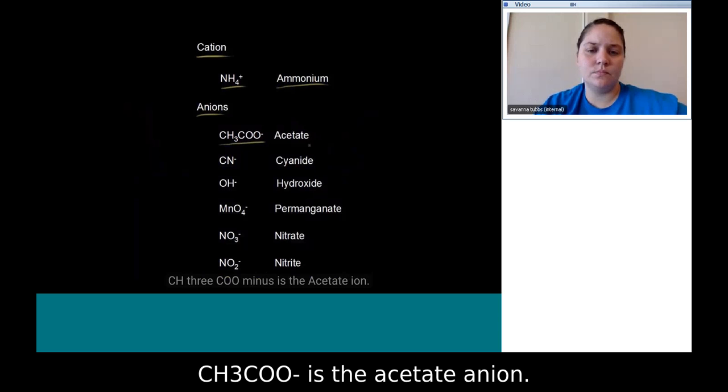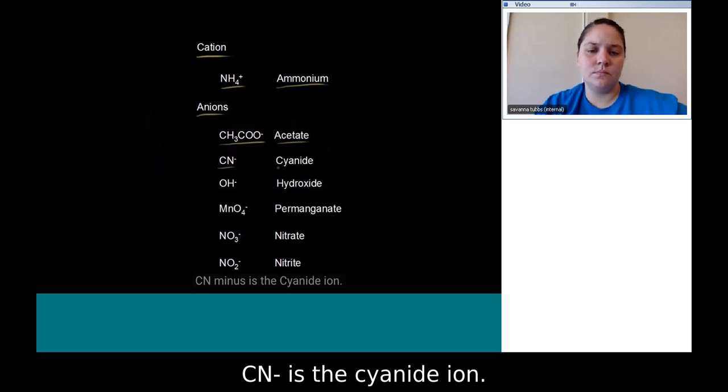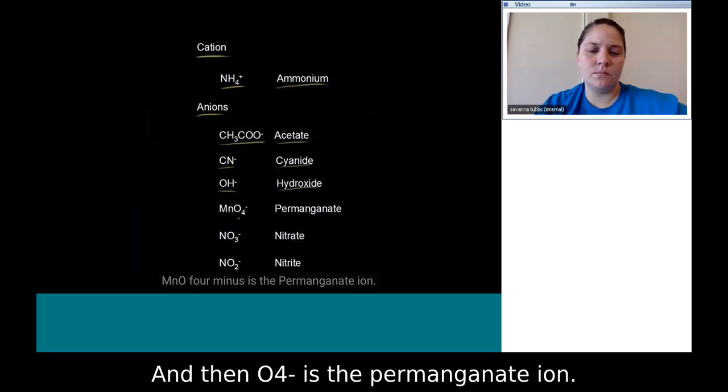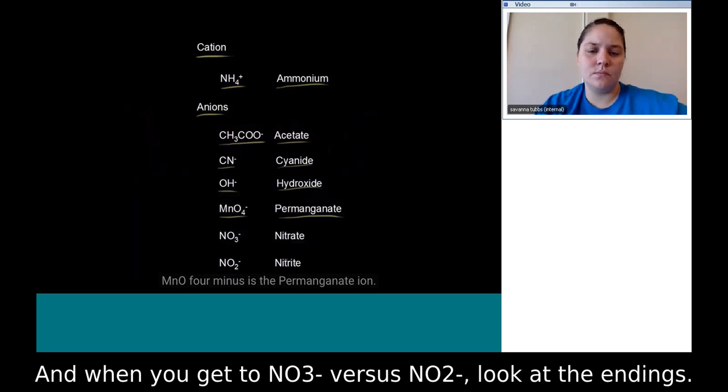CH3COO- is the acetate anion. CN- is the cyanide ion. OH- is the hydroxide anion. MnO4- is the permanganate ion. And when you get to NO3- versus NO2-, look at the endings.